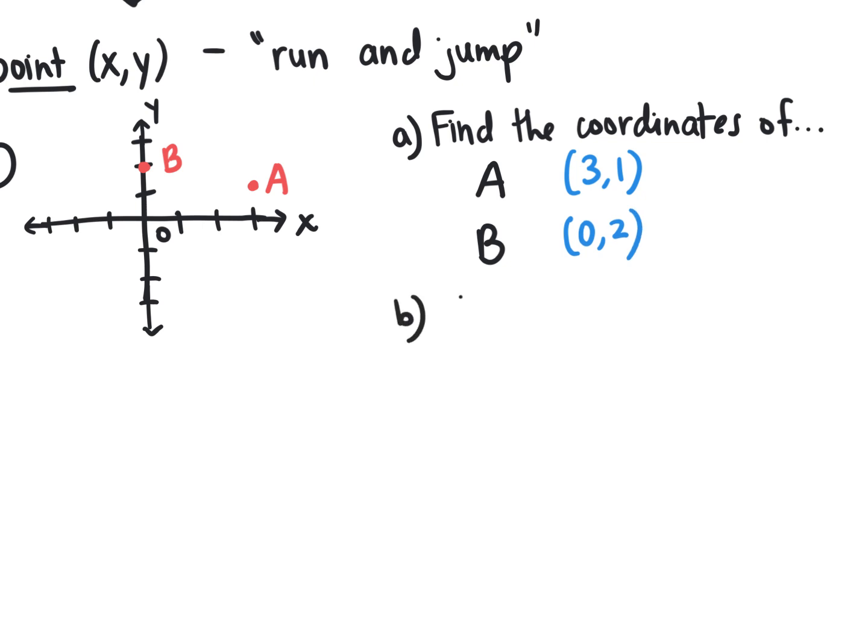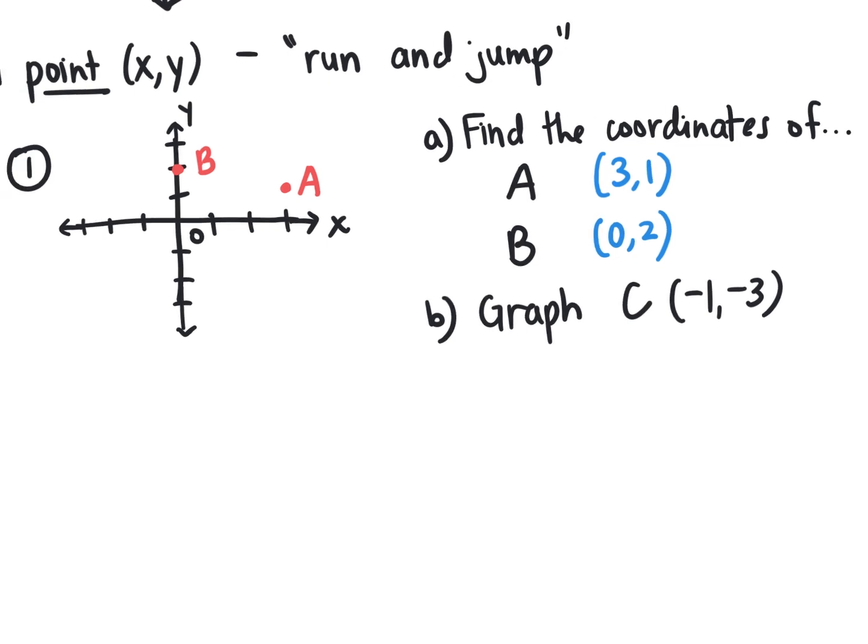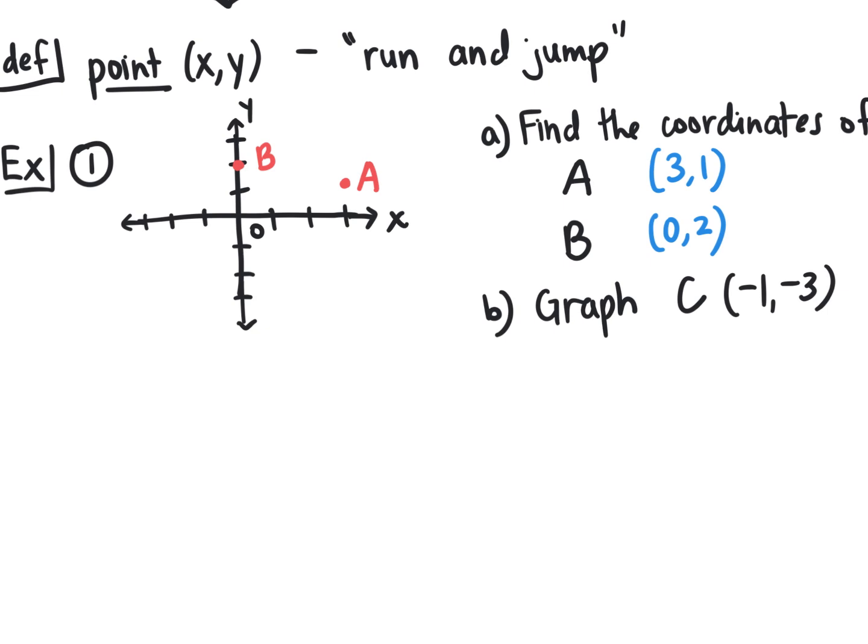B, you graph. Graph the point C at -1, -3. So you're going to graph the point. That means that I start at 0, 0, and what number do I run to? -1. And I'm going to jump to -3, but because it's negative, instead of going up, I go down. So I'm going to go down to -3, and that's my point C, which I'll label with a capital letter.